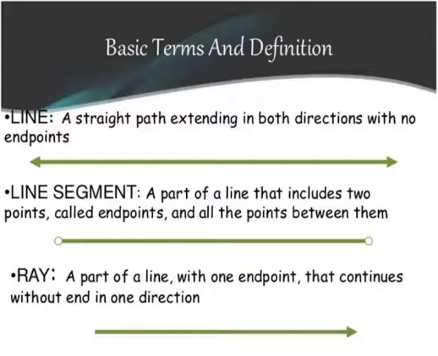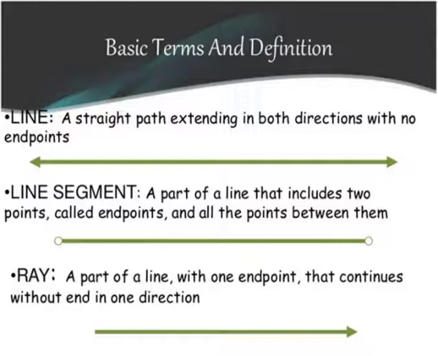Firstly, line. A straight path extending in both directions with no end points is called a line. Next, line segment. A part of a line that includes 2 points called end points and all the points between them. So line segment is a part of a line which is having the end points. Without end points, a straight path is called a line.